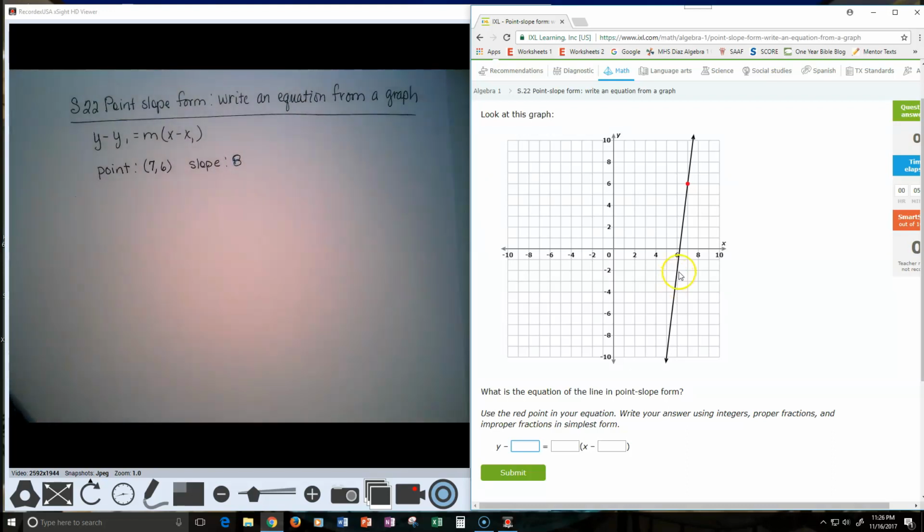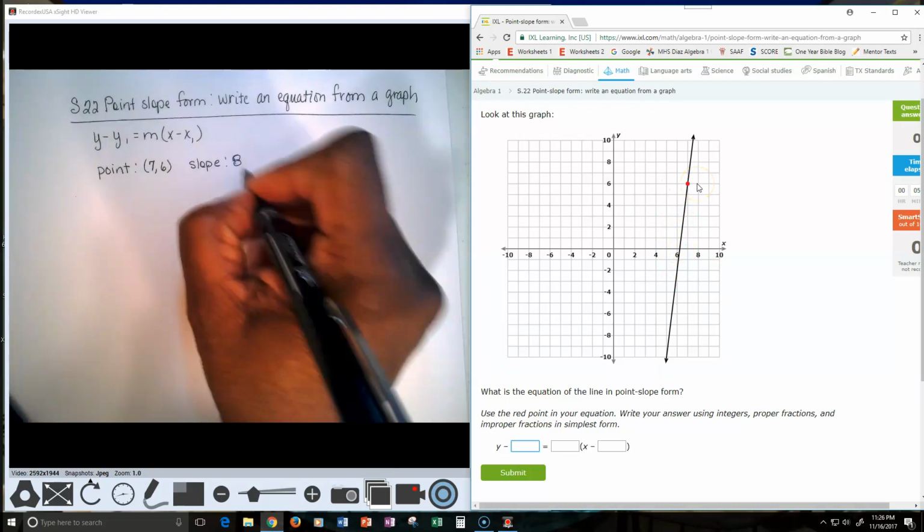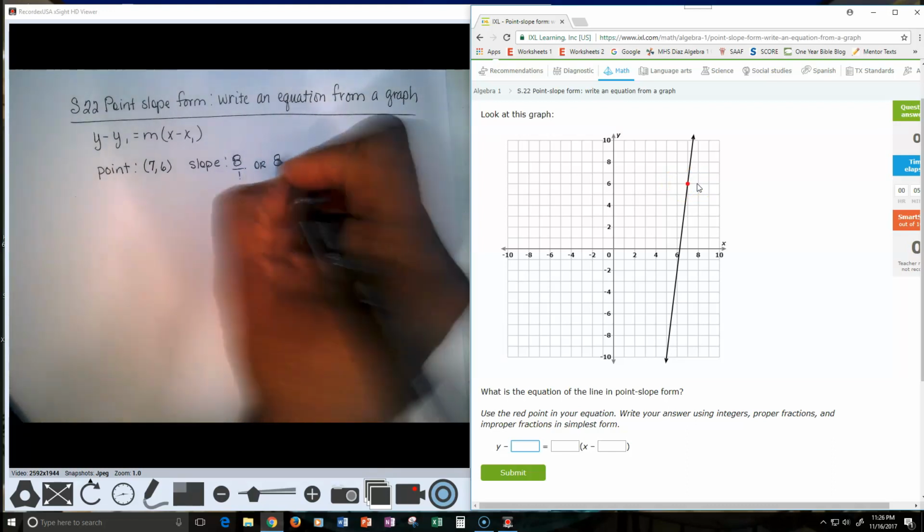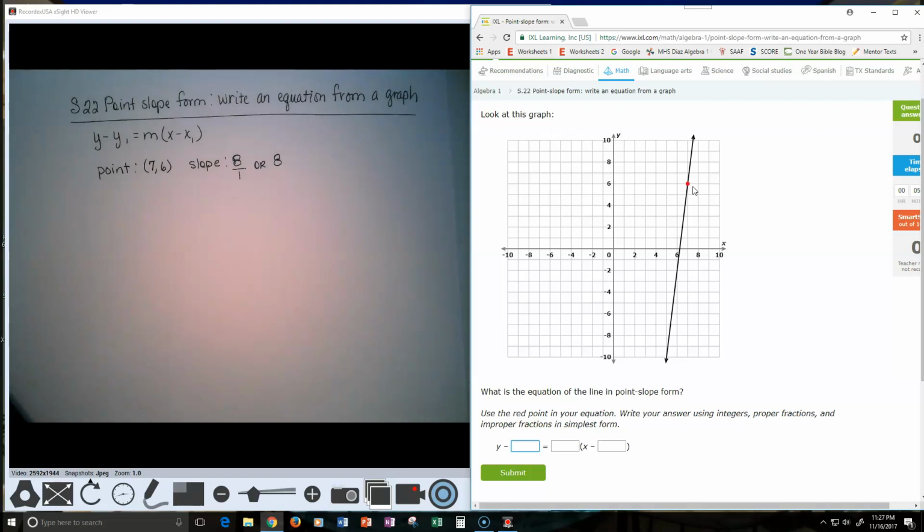And you can test it. If you go from here and go up to the red dot, it would be 1, 2, 3, 4, 5, 6, 7, 8, and 1 to the right. So you could say the slope is 8 over 1, or you could just say it's 8. And I told you I would do this both ways so that we could verify.